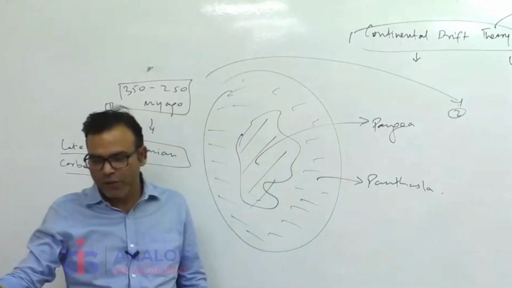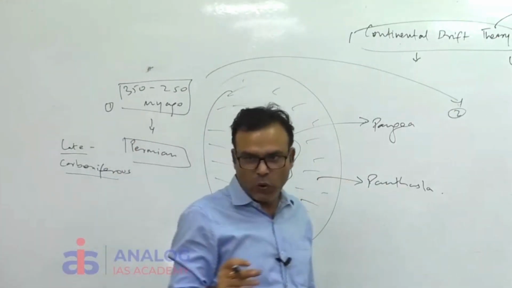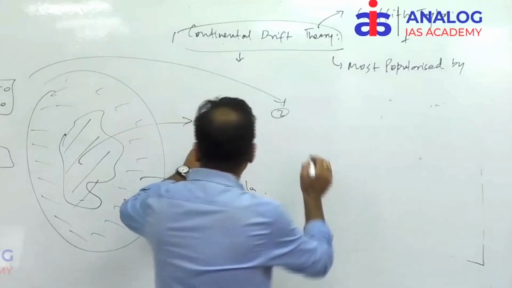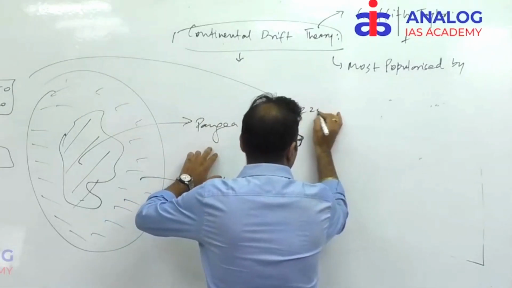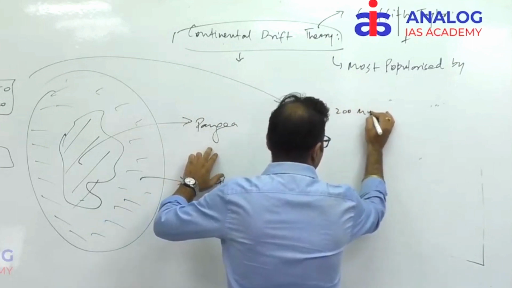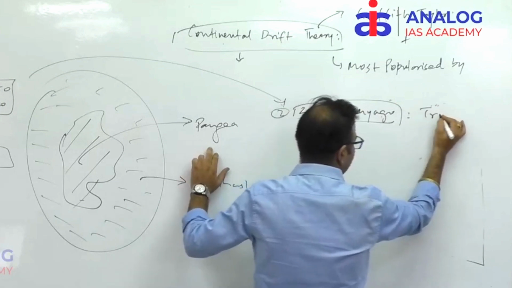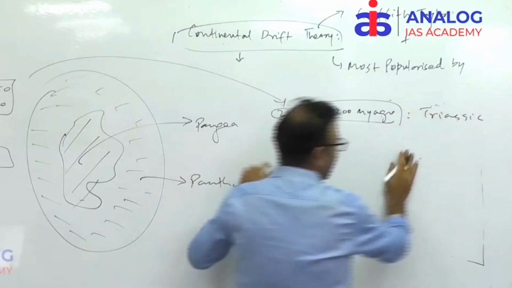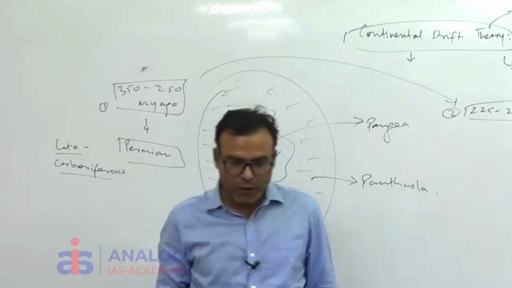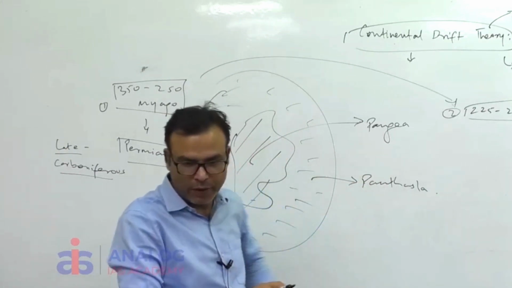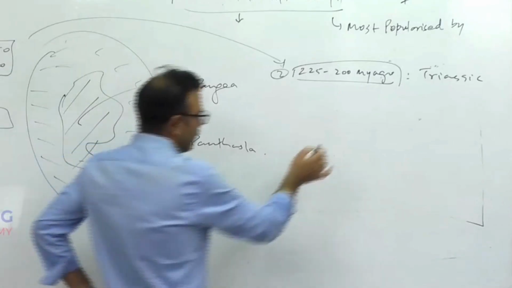which is called the Triassic phase. Which phase is called? Triassic, around 225 to 200 million years ago. Second situation is called the Triassic phase. So from Permian we come to Mesozoic. We come to this part. It's a part of Mesozoic.